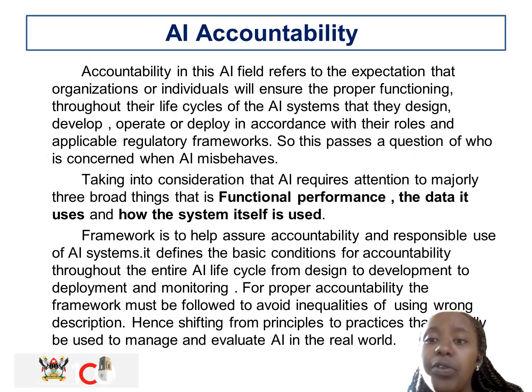Accountability in the AI field refers to the expectation that organizations or individuals will ensure the proper functioning, throughout their life cycles, of the AI systems they design, develop, operate, or deploy. They have to make sure everything is kept in proper working condition. We follow three main things: the functional performance, the data it uses, and how the system itself is used. The framework helps to ensure accountability and responsible use of the AI system. It defines the main conditions for accountability throughout the entire life cycle.